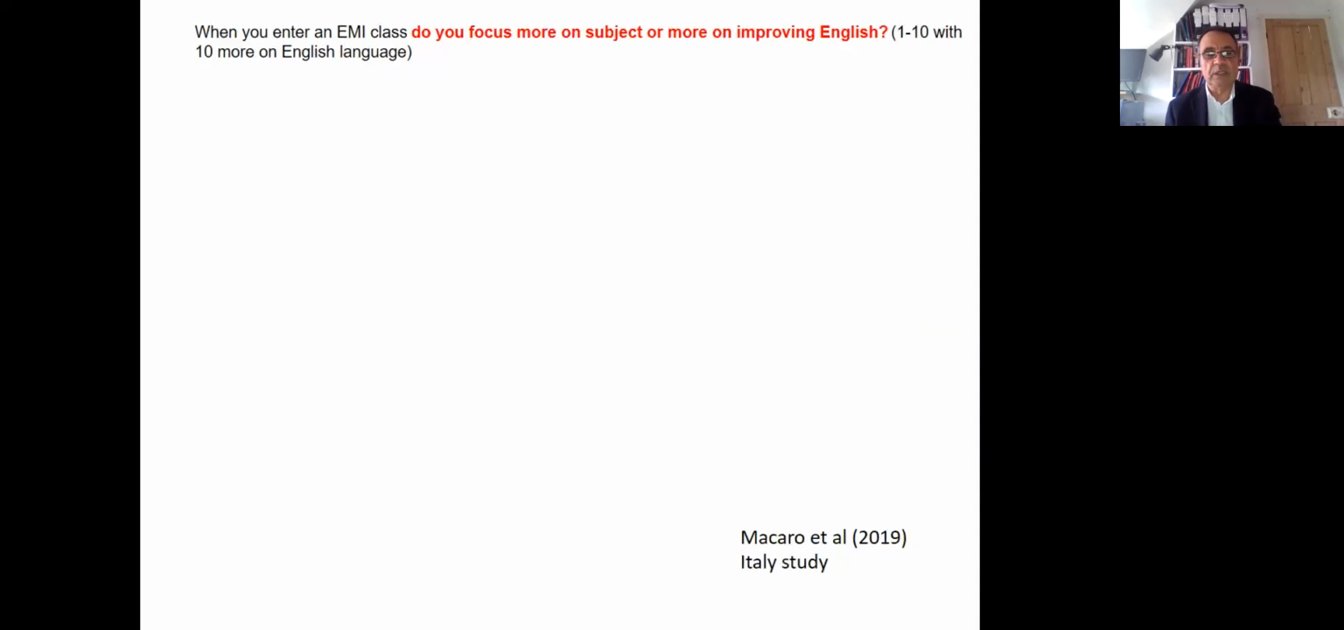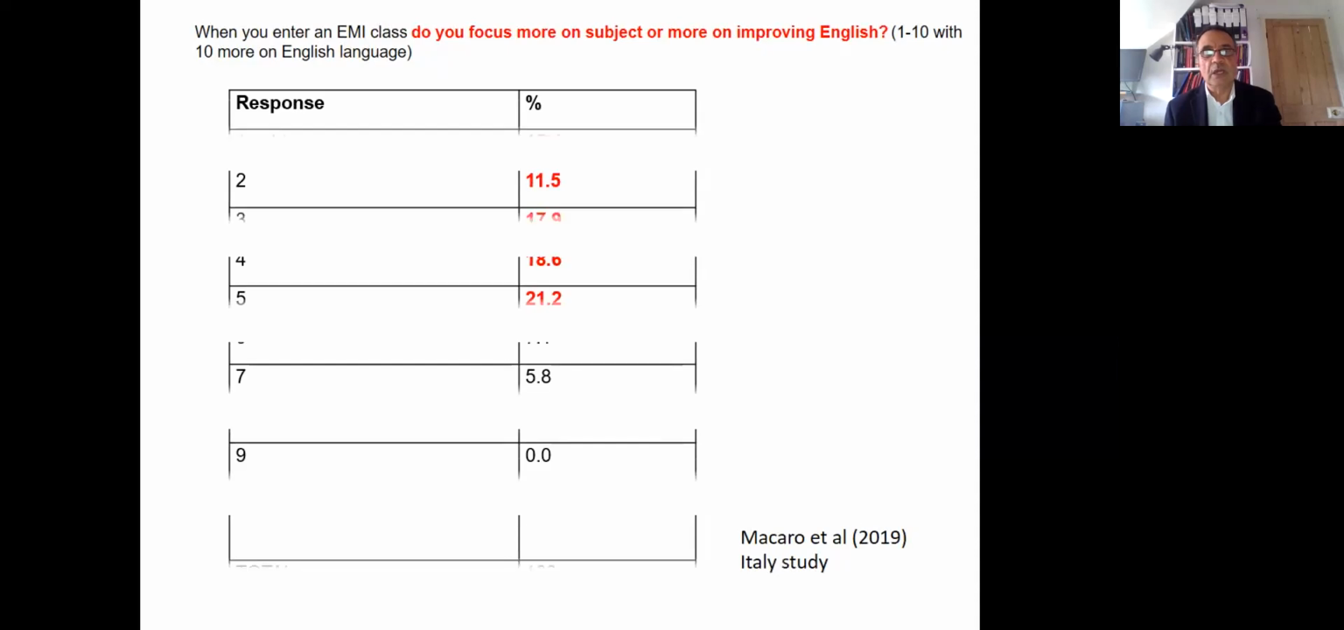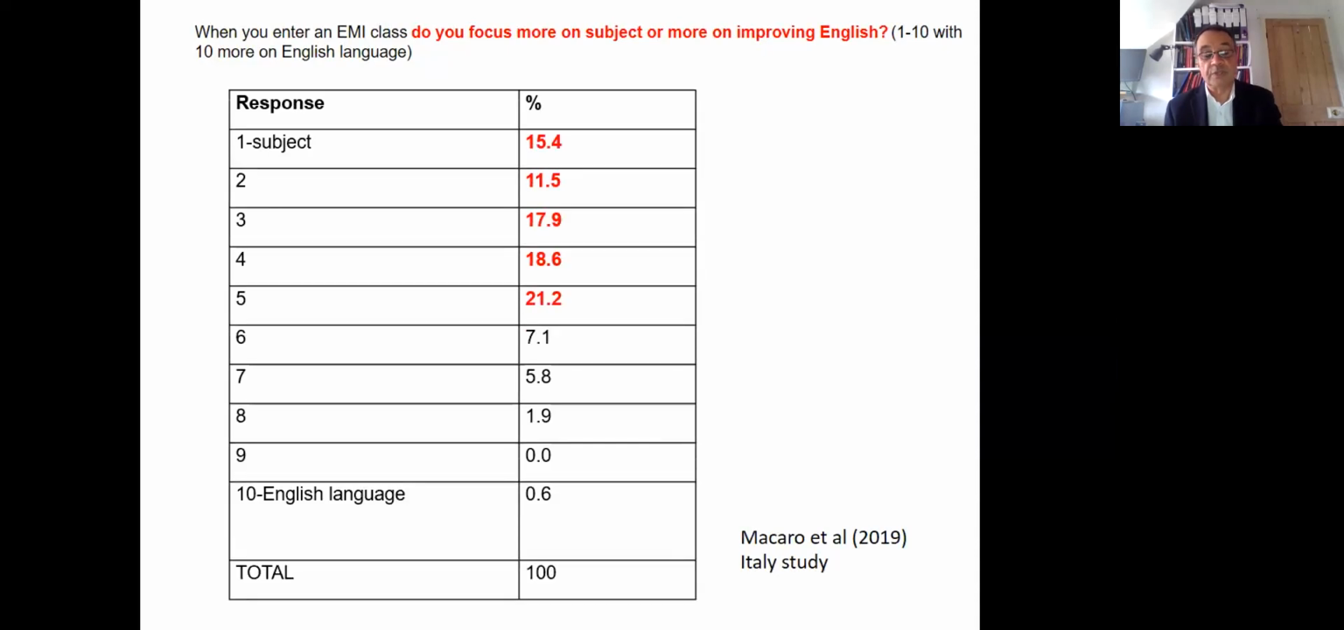So we did a study in Italy, and we looked at students in secondary and tertiary education, and we asked them, when you walk into a classroom, what are you focusing on more? Are you focusing on content, or are you focusing on the language that's being used? Not surprisingly, the vast majority of them said, yeah, we think about the content really, and the language is there as the vehicle through which we learn, but we're really focusing on the content.